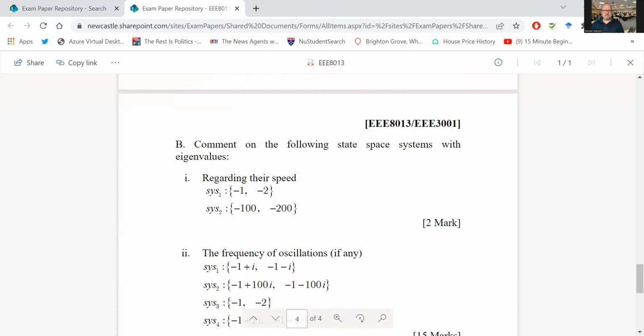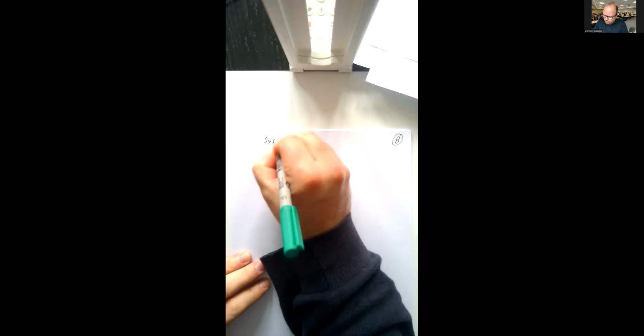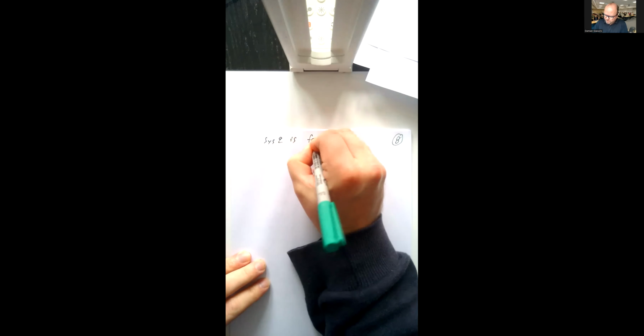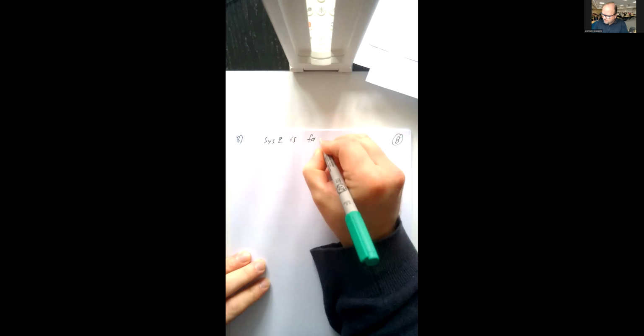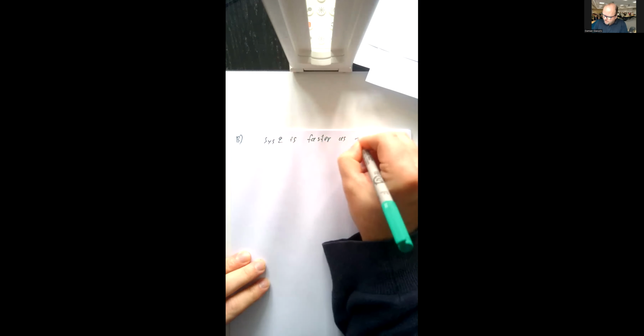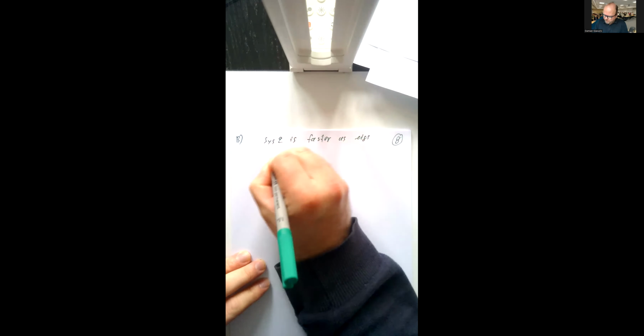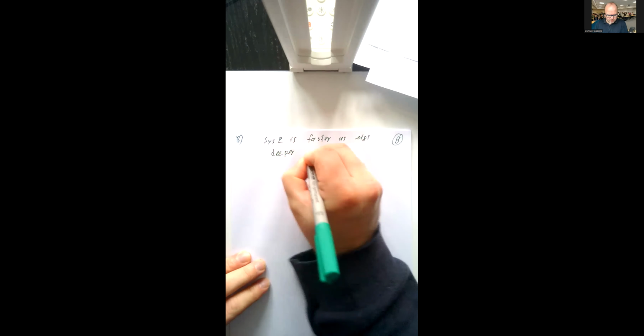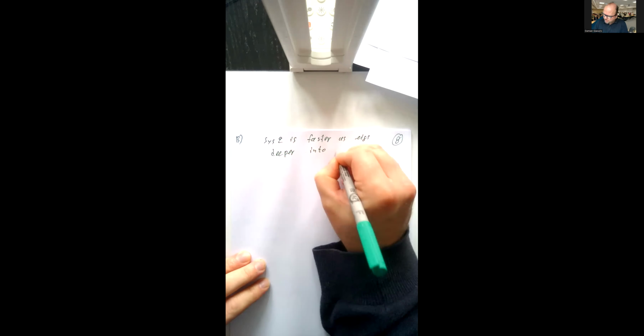So what I'm going to write here is: system 2, this is B, is faster as the eigenvalues are deeper into the minus infinity area. Okay, so you have pushed the eigenvalues 100 times deeper into the minus infinity area, so it is 10 times faster. Let's see the next bit.